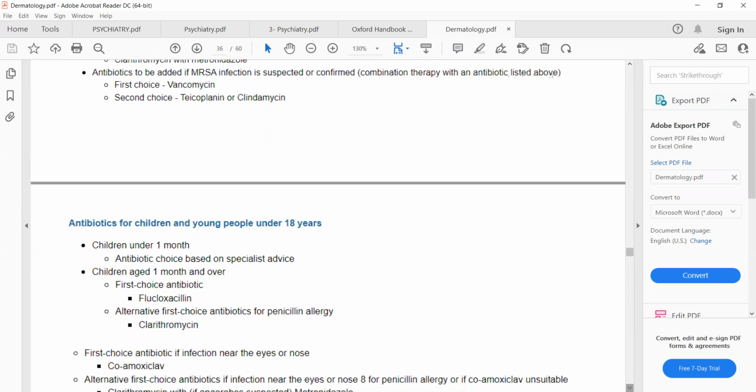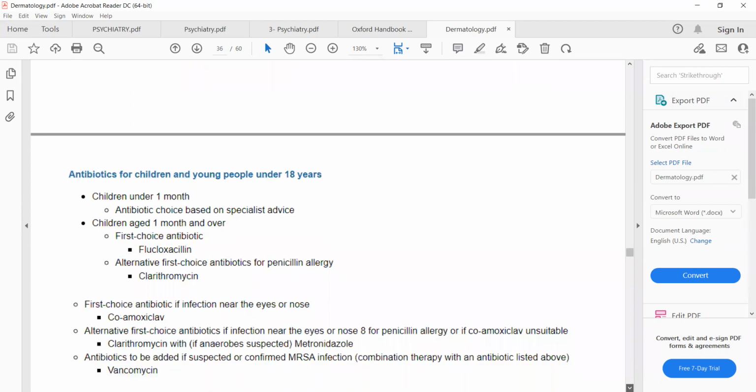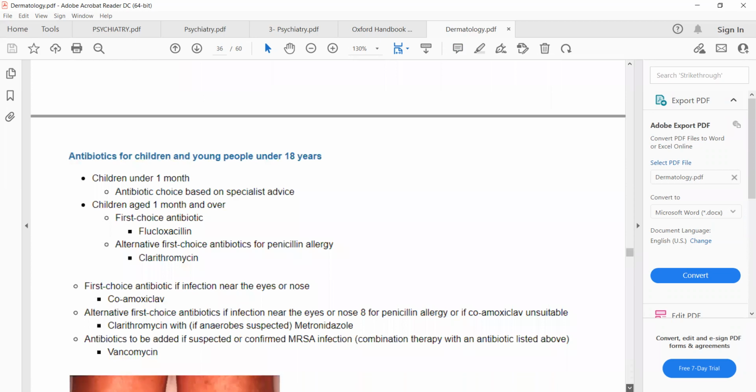The antibiotics in children and in young people under the age of 18 years are the same, except in one condition: if the child's age is less than 1 month, then you will refer the patient for specialist advice. The remaining antibiotics are the same in the children and in the adults.